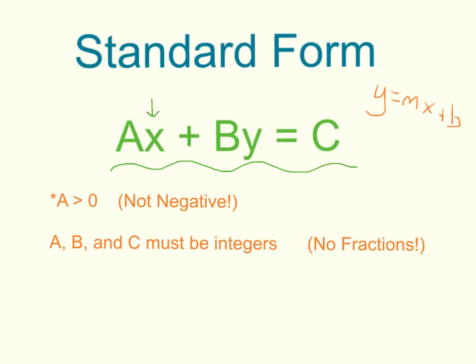X and y are still our true variables, and then a, b, and c will be our numbers, our coefficients. So there's just a couple rules for this to be in proper standard form. The front coefficient a has to be greater than 0, which means the leading coefficient is not negative. And then also, a, b, and c must all be integers. So your final answer, if in standard form, will never have any fractions.